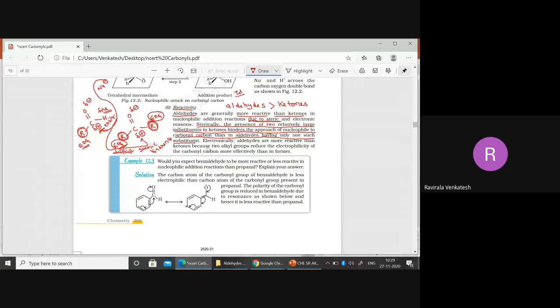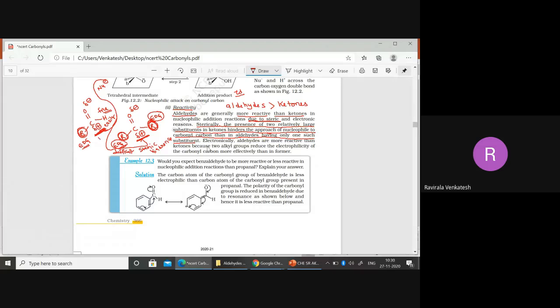Now here what is happening? Only one group is electron donating here. Here two groups are electron donating. Now where do we get less electron deficiency, here or here? Where do we get electron deficiency more? In ketone. Electron deficiency is more in which case, aldehyde or ketone? Aldehyde.